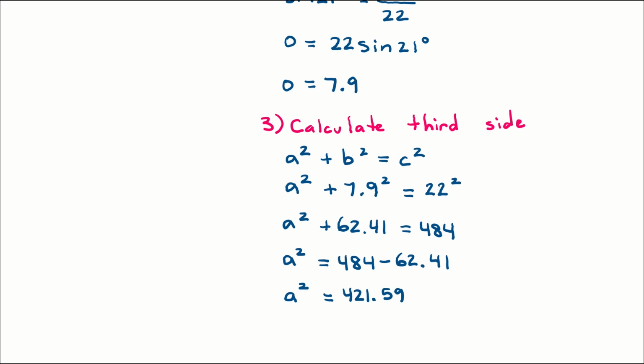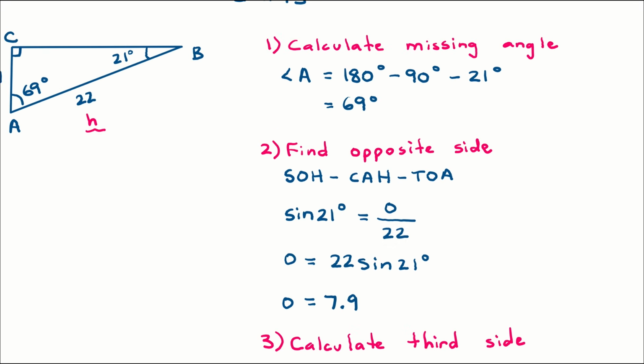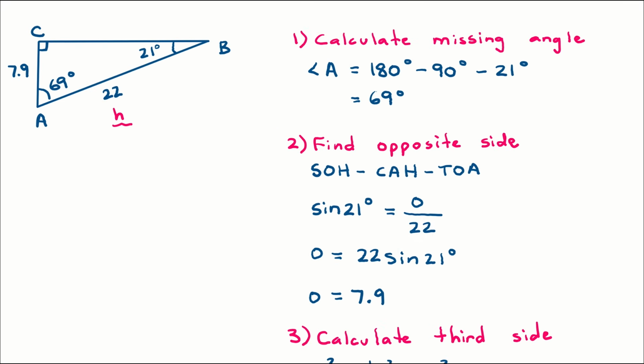Now remember, this is a squared. We need to get a, so we're going to square root both sides, and that is going to give us a is equal to 20.5 approximately. So that will be our last side on this triangle. If we scroll up to our triangle, we can make our last side 20.5. And then this triangle has all three sides and all three angles, meaning it is completely solved.